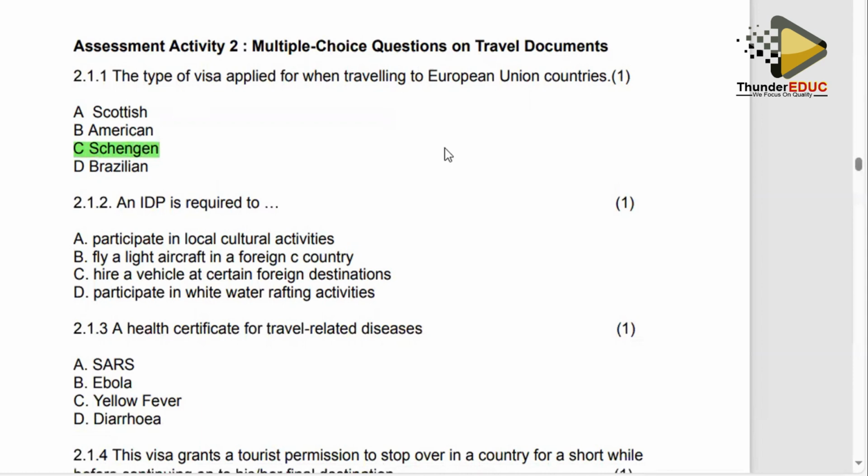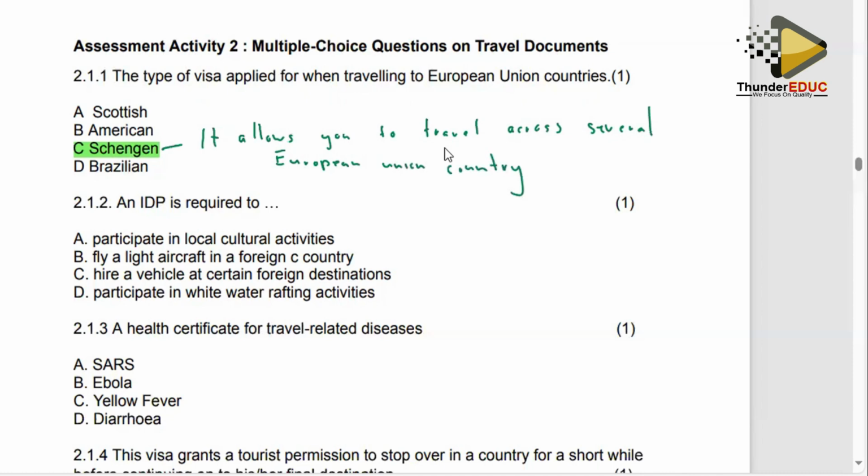It allows you to travel across several European Union countries, about 26 countries now, about 25 countries, excluding the UK, which moved out from this arrangement. So that is the Schengen visa.